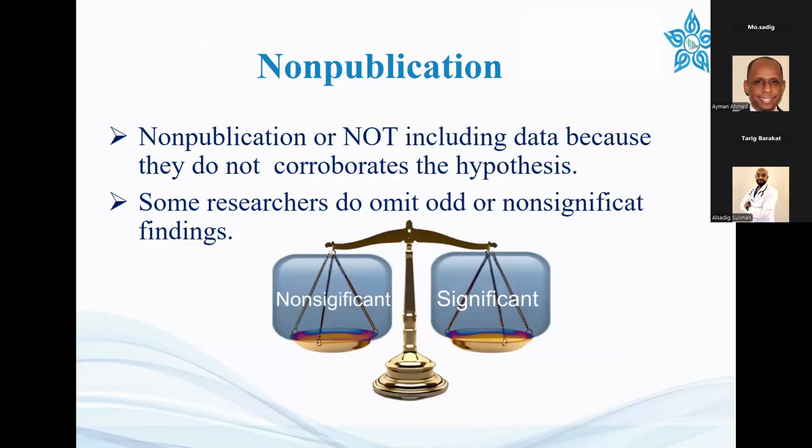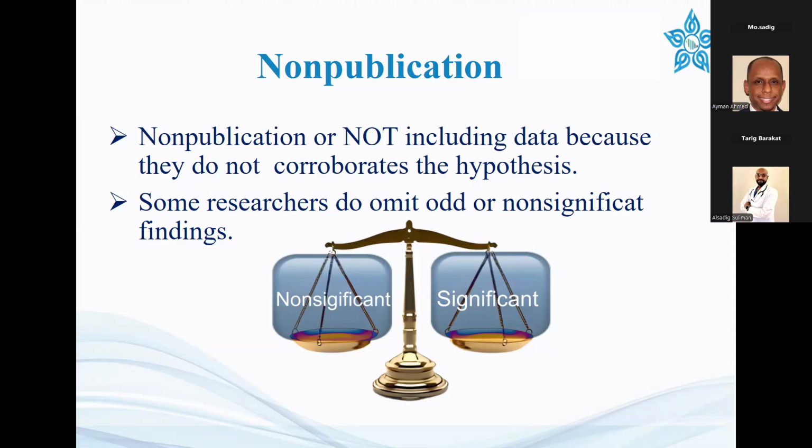Non-publication. Some people, when they read non-publication, perceive it as not publishing anything. But here it means not publishing the findings or part of the information that does not support the hypothesis or the notion of the study. Some researchers do omit odd or non-significant findings.